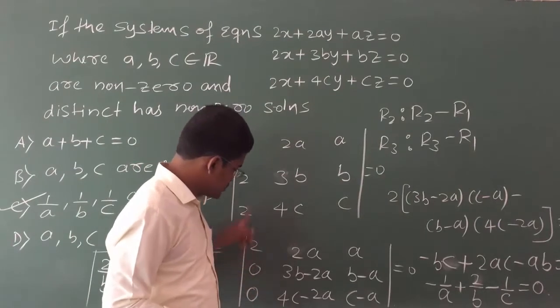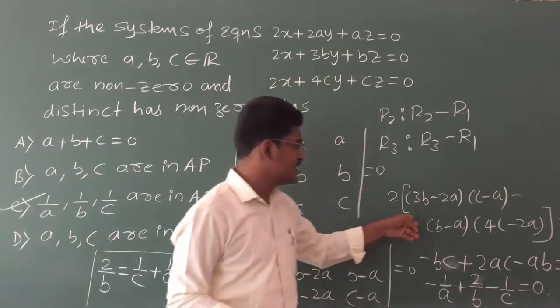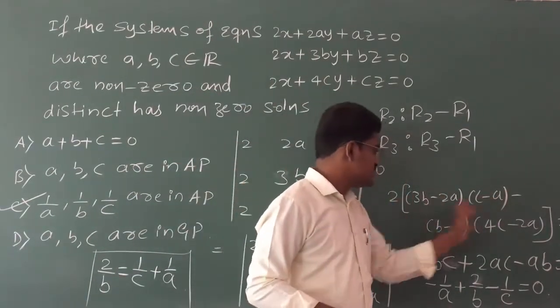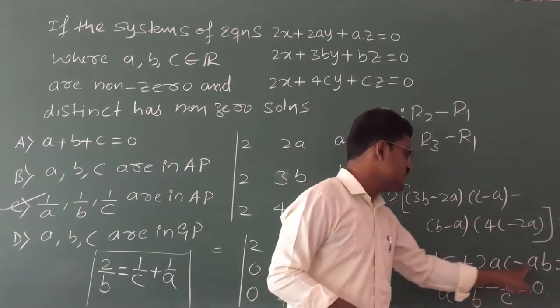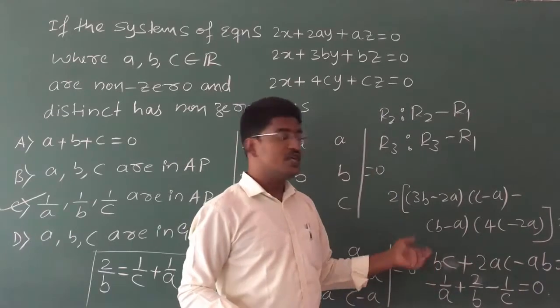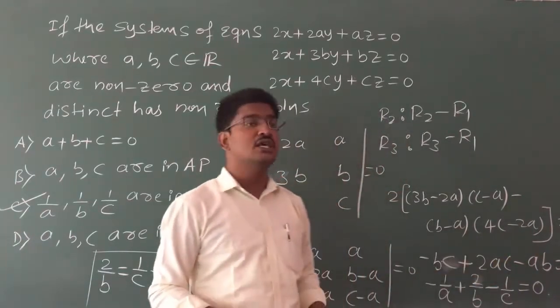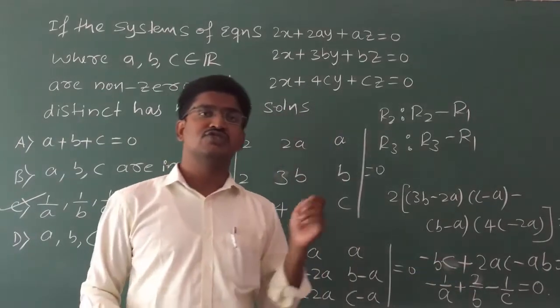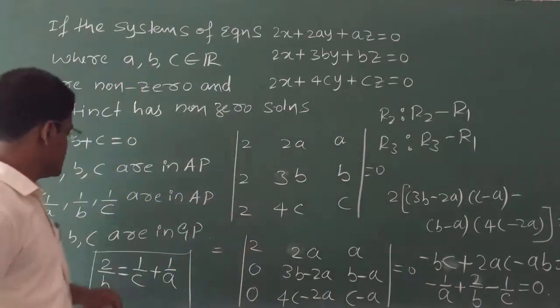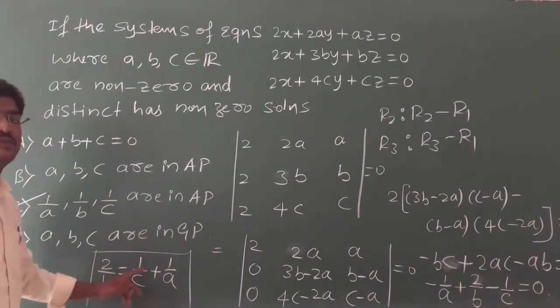Therefore, expanding through C1, you will get this term. You can simplify it further. By simplifying this, we will have minus bc plus 2ac minus ab equal to 0. So therefore, I will divide it by ABC. By dividing by ABC, minus 1 by A plus 2 by B minus 1 by C will be equal to 0. Therefore, if I simplify that, 2 by B will be equal to 1 by C plus 1 by A.